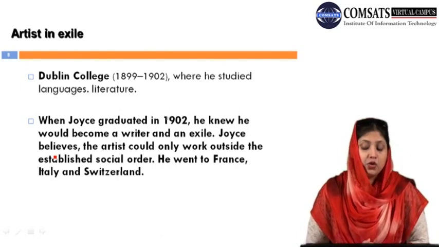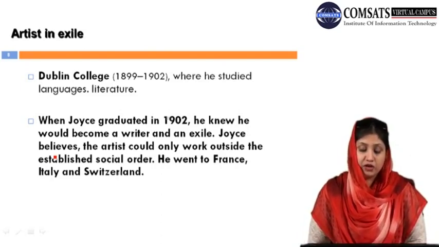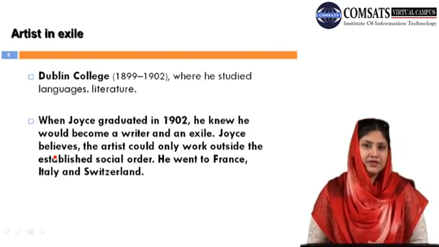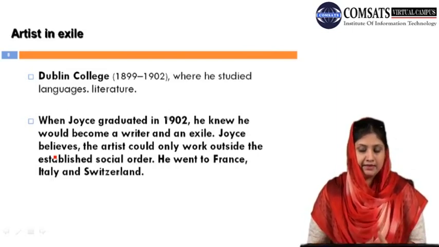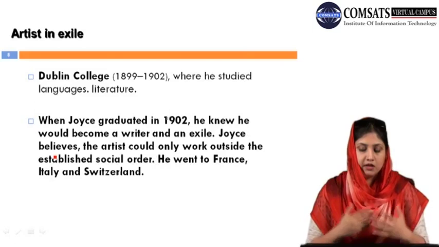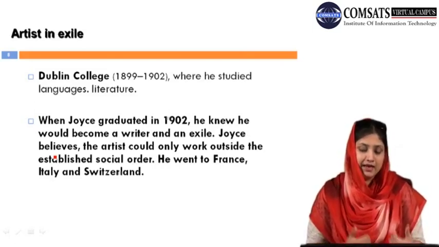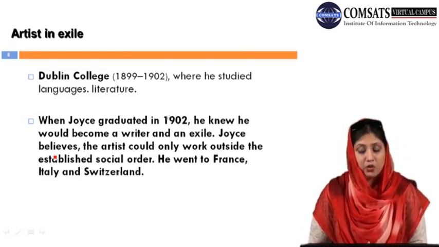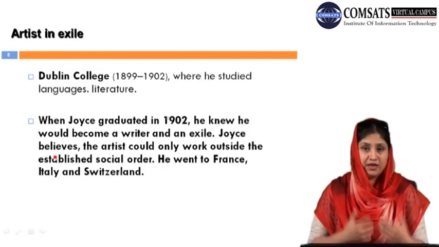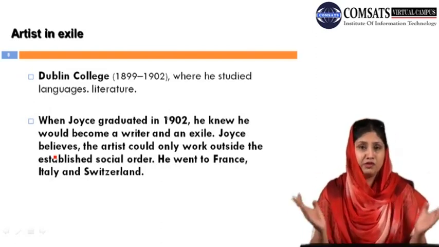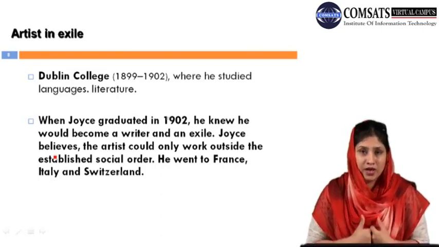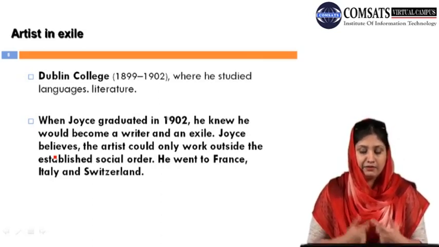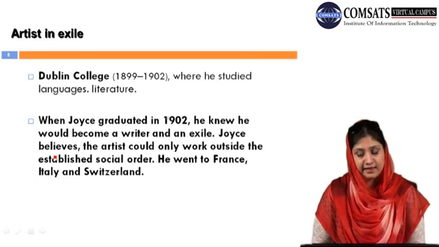Joyce believes the artist could only work outside the established social order. He went to France, Italy, and Switzerland for that matter. So it was a kind of self-imposed exile, according to his belief that an artist can work only if he stays outside the establishment, so he can have a look not from the inside but from the outside. So he had to set his own angle, and that made him impose on himself a self-imposed exile, and for that matter he moved to France, Italy, and Switzerland.